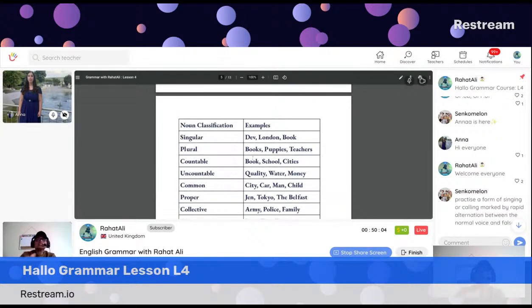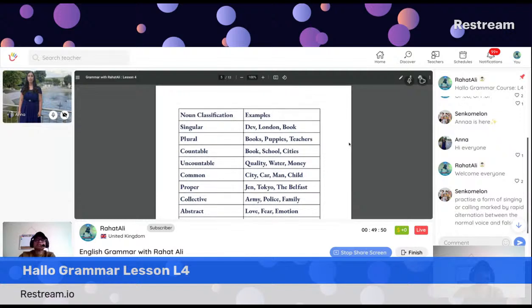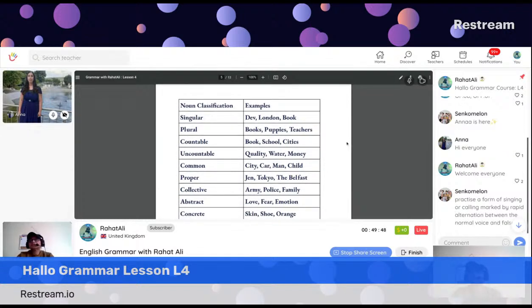Noun classification. These are the mostly and widely accepted classifications. There may be other classifications, but we're going to describe only those used most often in our reading, writing or speaking. A singular noun has only one, like all the names such as Anna, Sanko, President Donald Trump, ex-president I should say, Prime Minister Boris Johnson of the UK.